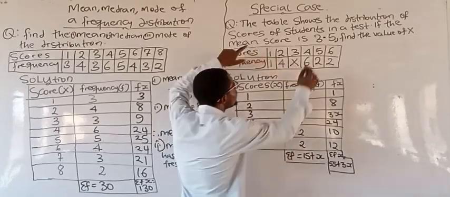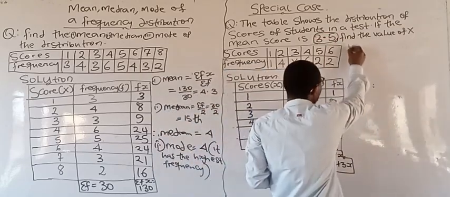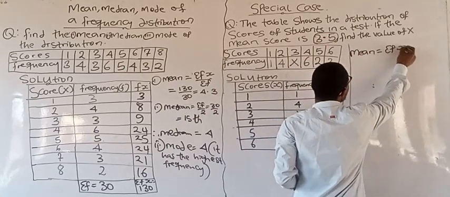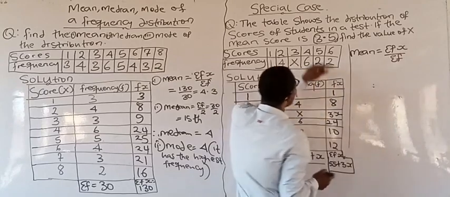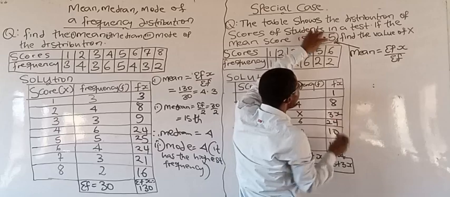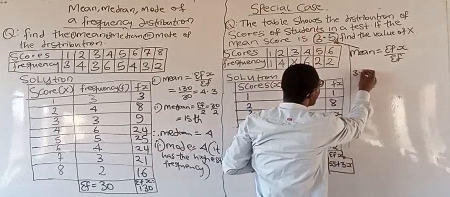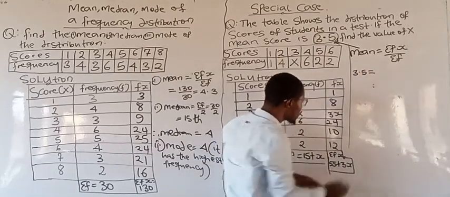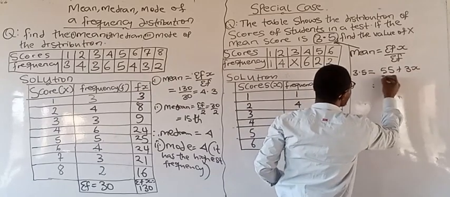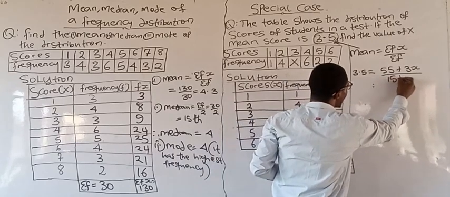And don't forget, you have been given the mean in this question. And the formula for calculating the mean is equals to summation fx over summation f. And don't forget, the mean has already been given to us. So whenever we see mean, what do we replace it with? 3.5. So here we have 3.5 is equals to, what is my summation fx? That is 55 plus 3x over, so my summation f here is 15 plus x.